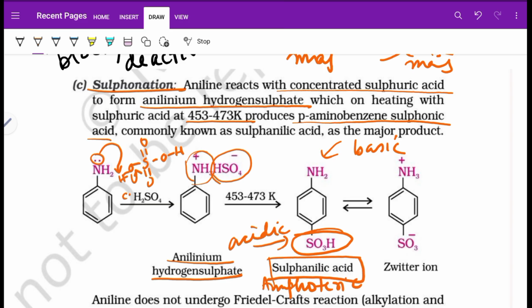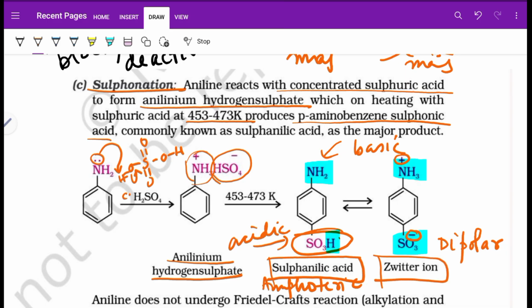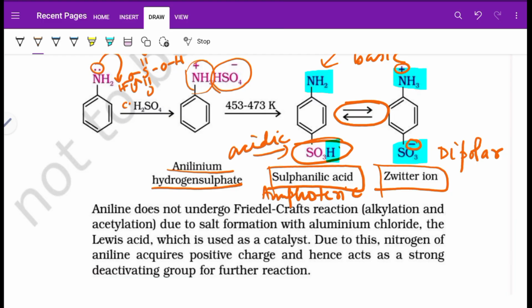Since it is amphoteric in nature, the acidic functional group SO3H can actually give its proton to this NH2, and NH2 becomes NH3+ and SO3H becomes SO3-. So this dipolar ion, that is a compound containing both positive and negative charges in it, is known as Zwitter ion, which is obtained from this sulfanilic acid and it is in equilibrium with this form. So both the forms coexist.